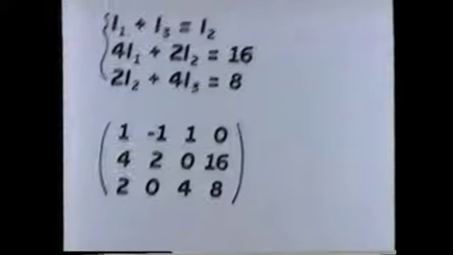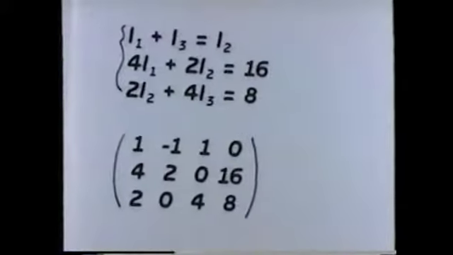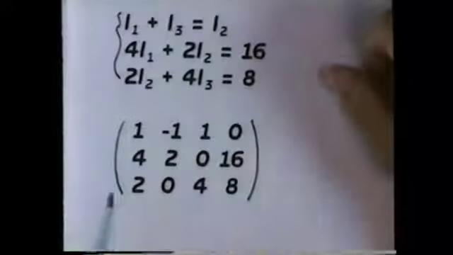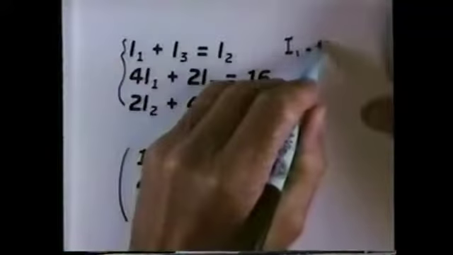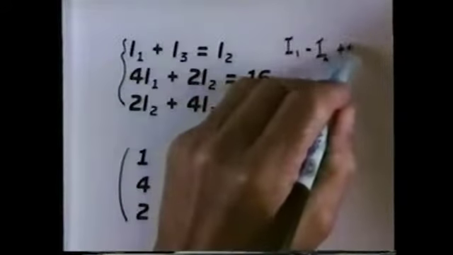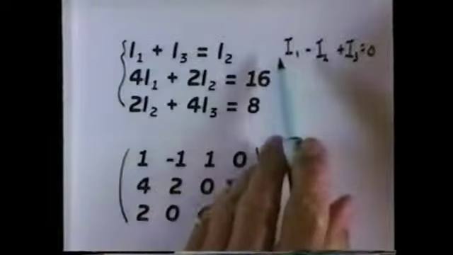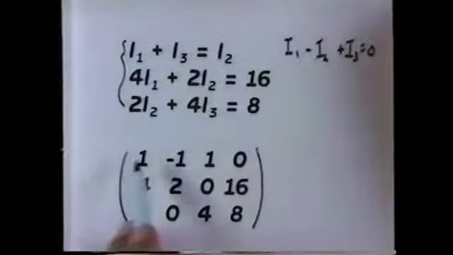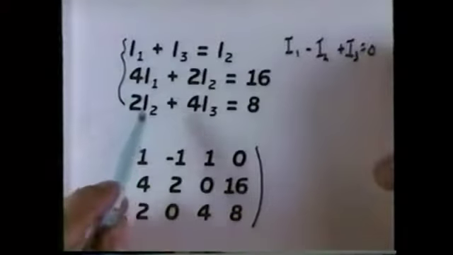Now we can use Cramer's rule to solve this system of three equations having three unknowns, but we do need more practice with row reduction, so I think I'll solve it that way. On the first equation, I can rewrite this as I1 minus I2 plus I3 is equal to 0 when I subtract I2 from both sides. So the coefficients are 1, -1, and 1. The constant is 0. The other two are already in the correct form.